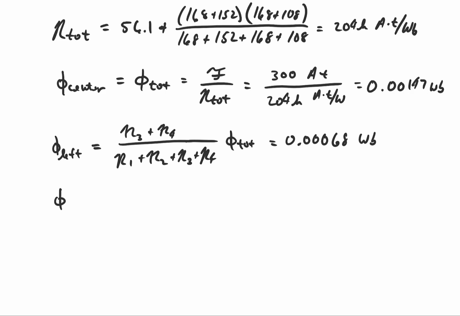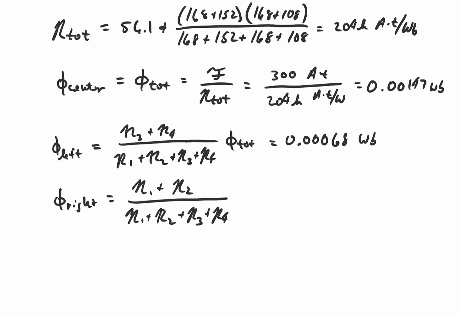On the right, I use the same idea, but now it's going to be R1 plus R2 in the numerator. Same denominator. Multiply that by the total flux. That's the portion of the flux that flows in the right leg, and that's going to turn out to be 0.00079 Webers.